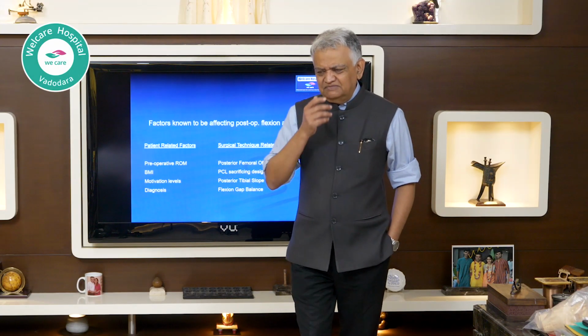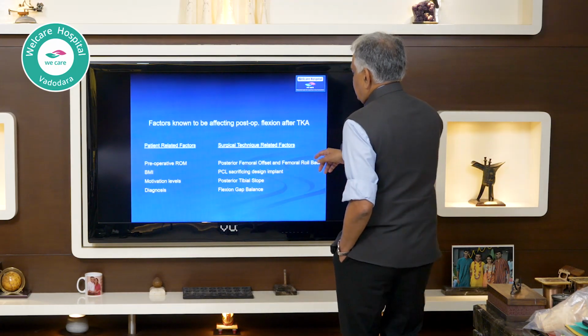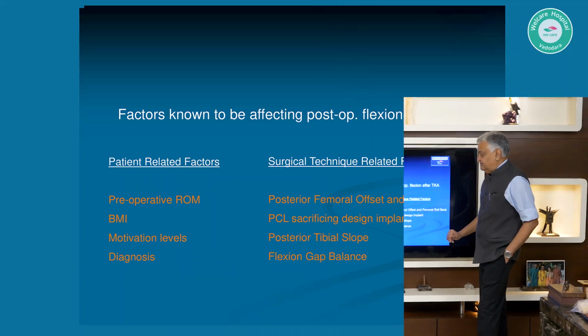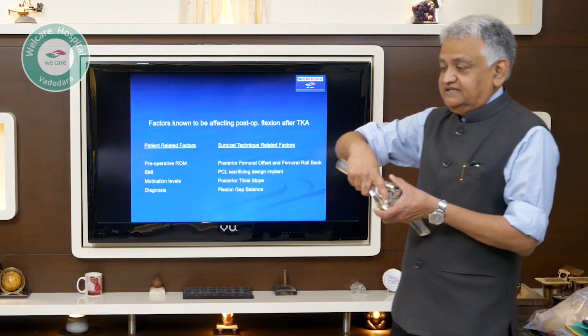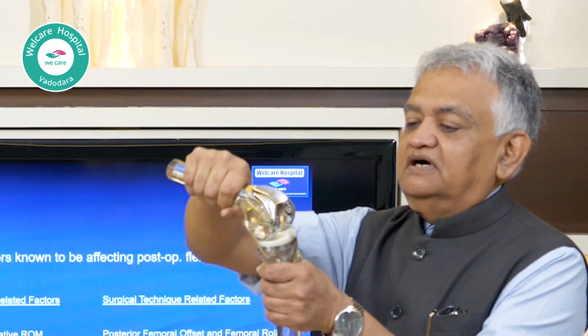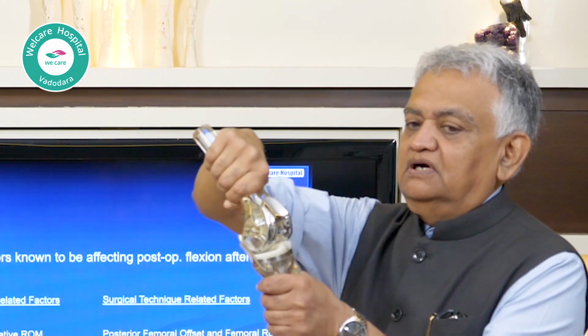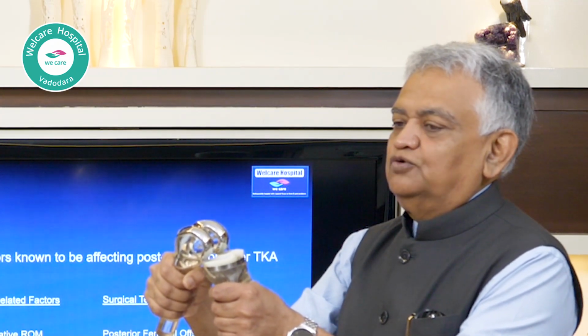For example, if you had some strange diagnosis like systemic lupus erythematosus, etc. And what are the surgical technique related factors? The posterior femoral offset and femoral rollback. We discussed this yesterday, that the implant design, the way in which a knee goes into deep flexion is by doing a roll. And why is it called a roll back? It's also a roll, it rolls back.